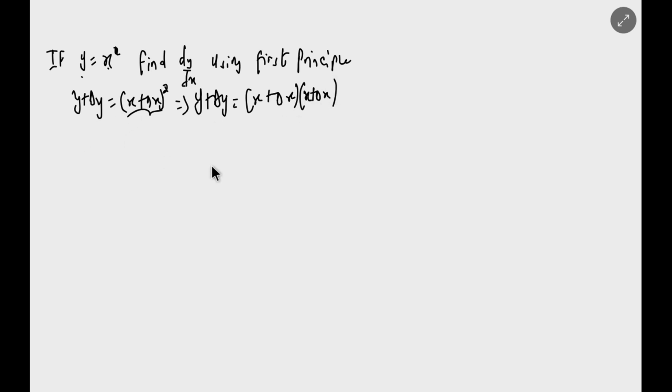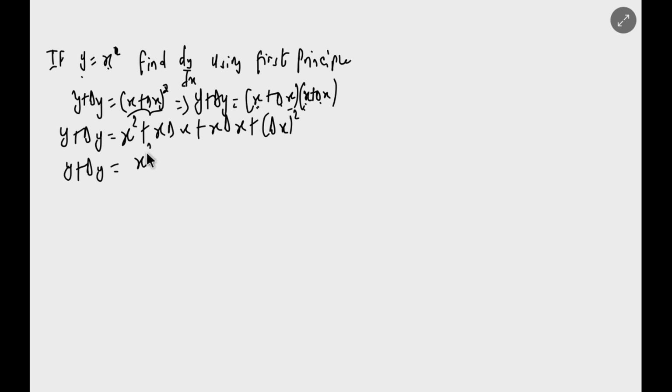All right, let's just move on. So we have y plus change in y, which is equal to, if you expand, x multiplied by x will give us x squared, plus x multiplied by change in x will give us x change in x, plus change in x multiplied by x will also give us x change in x, then plus change in x multiplied by change in x will give us change in x raised to the power of 2. So we are going to have y plus change in y equal to x squared plus, x change in x plus x change in x will give us 2x change in x, plus change in x, everything raised to the power of 2.